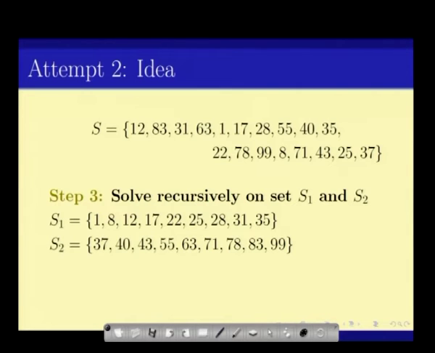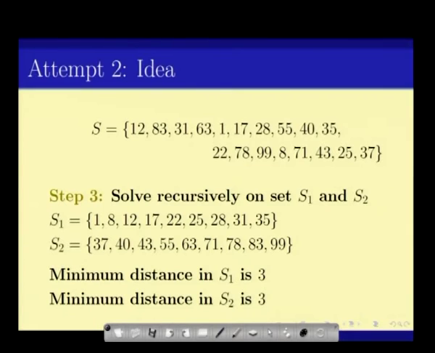Now, we solve the problem recursively on the sets S1 and S2. In other words, we find the minimum distance among pairs when both are in S1, and we also find the minimum distance among pairs when both are in S2. Say the minimum distance in S1 and S2 is 3. This takes care of the first two conditions, when i and j are both in S1 or both in S2. But what happens if i is in S1 and j is in S2?